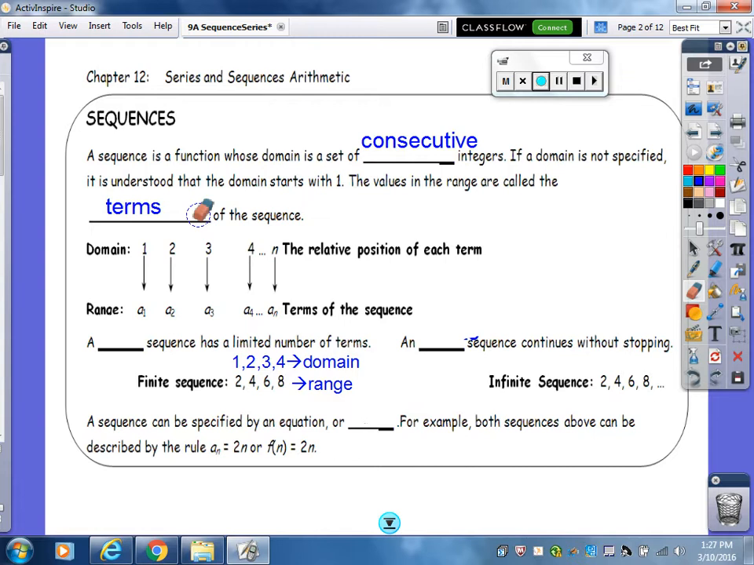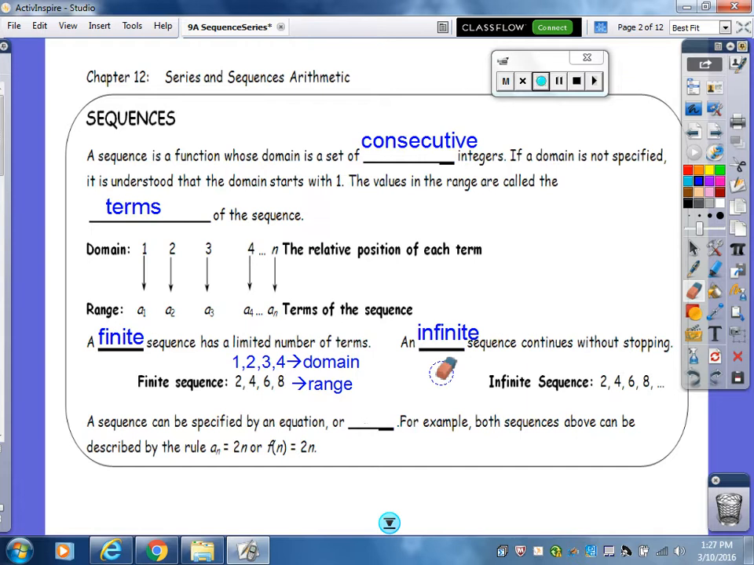So our domain is 1st, 2nd, 3rd, 4th, all the way to the nth term, and our range is a sub 1, a sub 2, these are just going to be numbers. Okay? So a finite sequence has a limited number of terms. It has a limited domain and a limited range. Each domain value is going to correspond to a range value. And an infinite sequence continues without stopping. So like that dot, dot, dot, it continues on.